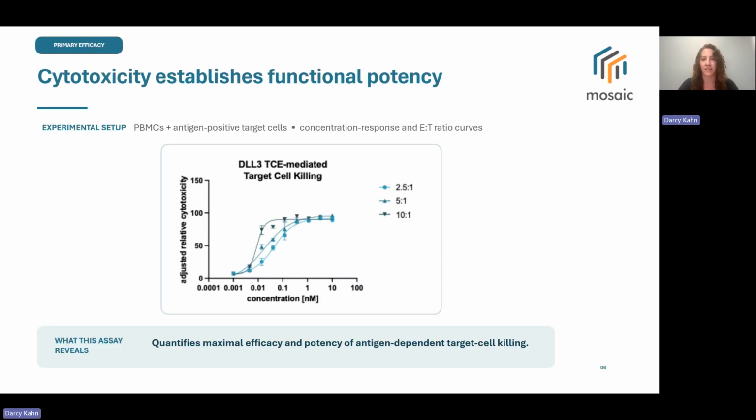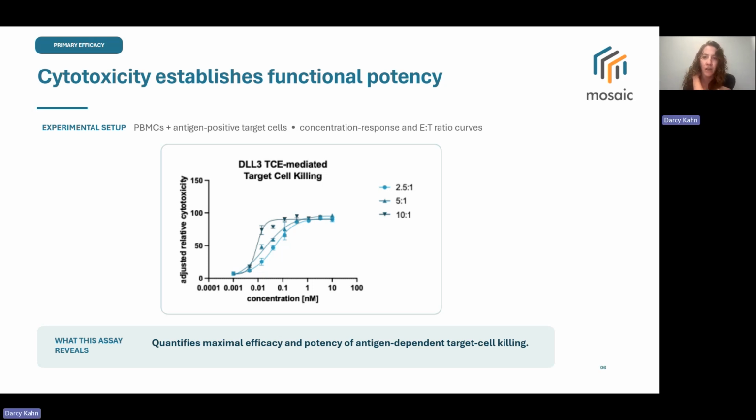Okay, so the first stop is cytotoxicity. This is the primary efficacy readout for a T cell engager. Target dependent killing is the whole point of the molecule, right? So this is usually the first thing we look at. So in this assay, PBMCs get co-cultured with antigen positive and antigen null target cells, or with a null test article. We do this in the presence of soluble T cell engager across a concentration response and different E:T ratio curves. As you can see in the data highlighted here, we used 2.5 to 1, 5 to 1, and 10 to 1 effector to target cell ratio curves.